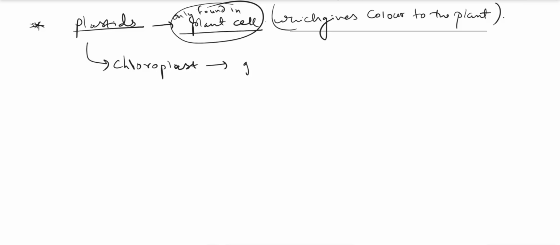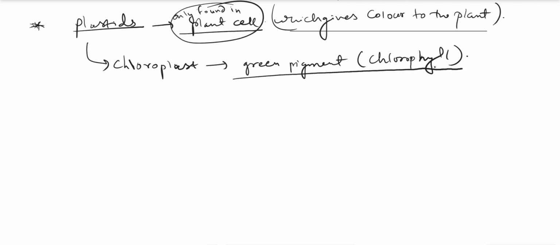Chloroplasts are usually green in color. They contain the green pigment called chlorophyll. That's why chloroplasts make plants green. It is usually found in leaves. Now the major function of the chloroplast: since it has chlorophyll, it helps in photosynthesis.